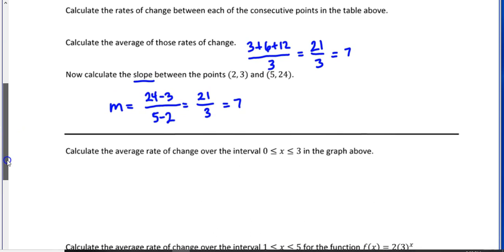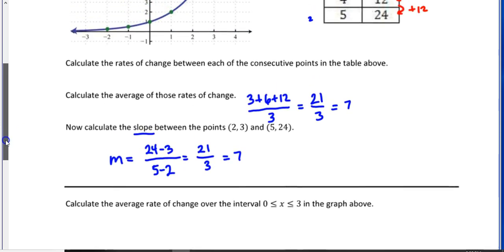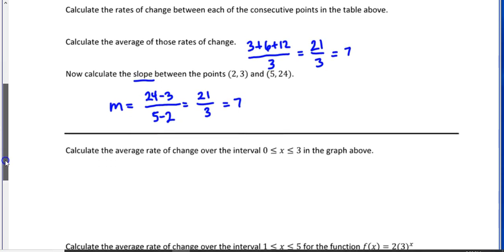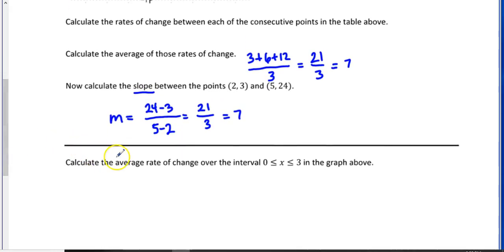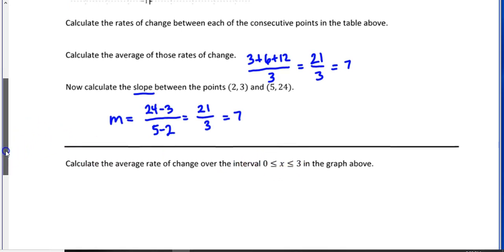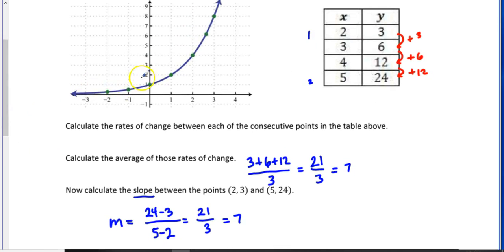Okay? Now the second part here, you can see the numbers. You can kind of flip back and forth. It says, find the average rate of change over the interval 0 to 3 in the graph. So let's identify those points. When x is 0, y is 1. So we have this point 0, 1 right here. And then when x is 3, y is 8. So I'm talking about between 3, 8, and 0, 1. Let's label everything.